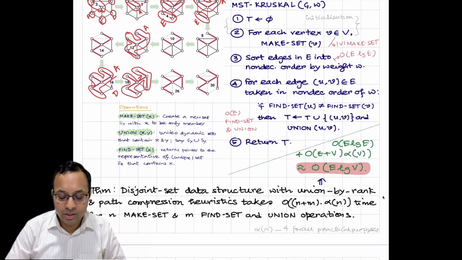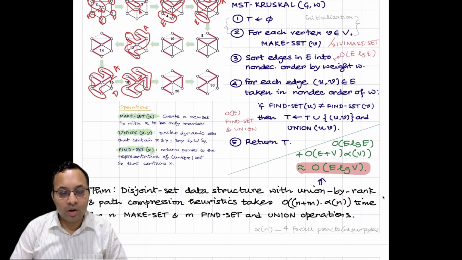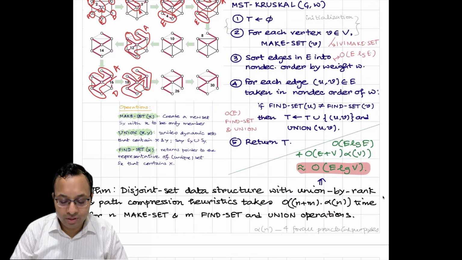So in total you get order E log V time in the worst case, because E log E, what is E? E is the number of edges, which is less than or equal to V squared. So if I take log of E, that is less than log of V squared, which is less than 2 log V. So log E is order log V. So order E log E is order E log V. This is the value we are getting for Kruskal's algorithm.